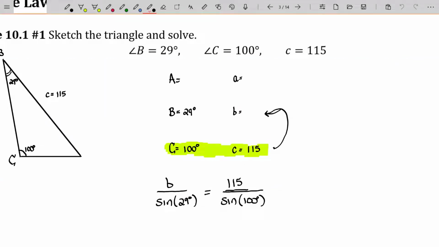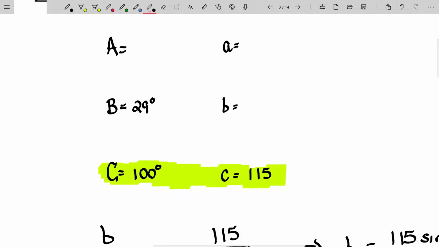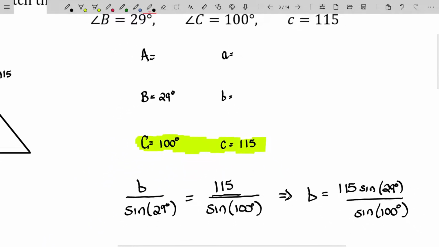So notice in this case, I can just easily solve for b by multiplying both sides by the sine of 29 degrees. So I get 115 sine of 29 degrees over sine of 100 degrees. That's what side B is. And I'll grab a calculator to compute that, but I don't really need to compute it right now because I can find something else very quickly in the meantime. So note, we have side B. I just haven't computed it with a calculator yet. I'll show you how to do that in a moment.